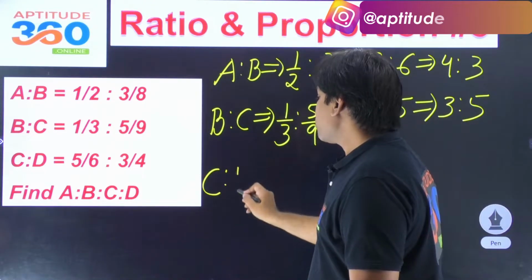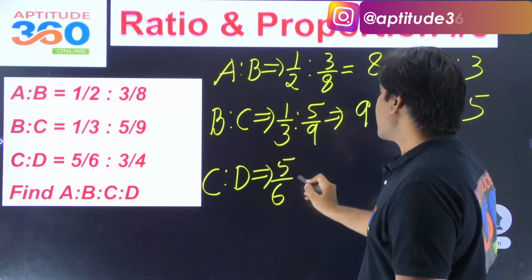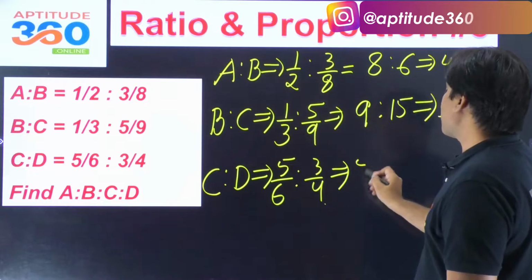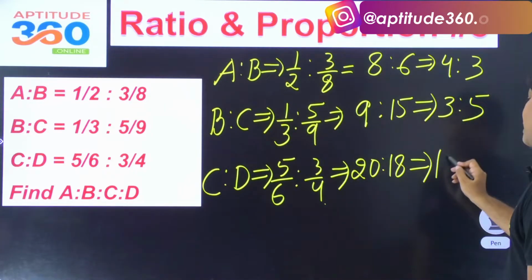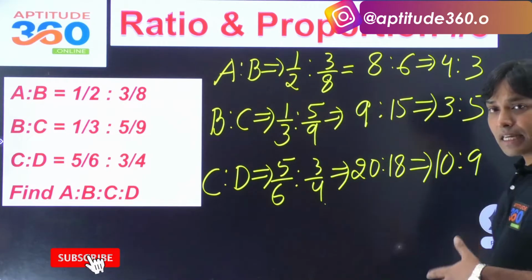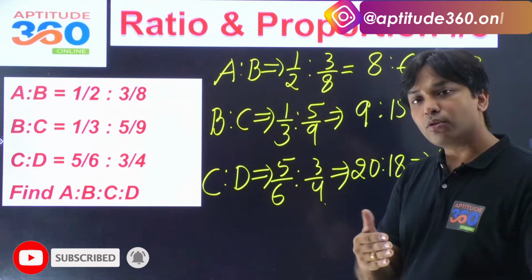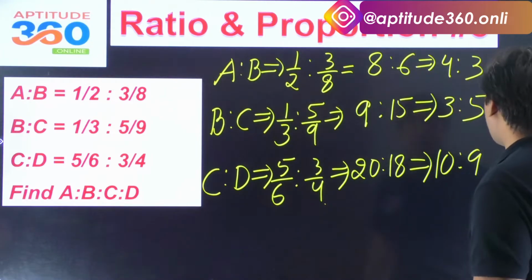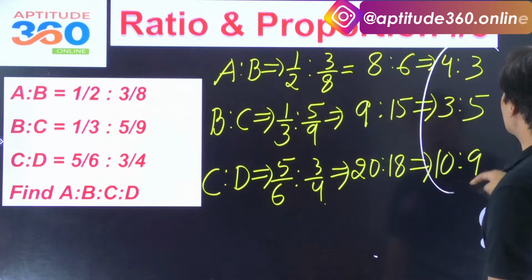And then c is to d is going to be what? C is to d is going to be 5 by 6 is to 3 by 4. You do the cross multiplication, which is going to be 20, and this is 18, and you can write this as 10 is to 9. Why are we writing 10 is to 9? Because both of these two numbers are divided by 2. तो सारे के सारे जो कॉमन मल्टीपल है ना, कॉमन फैक्टर है, उनको तो हटा दो पहले आप. अब हमारे पास में बच गया a is to b is to c is to d, this situation.